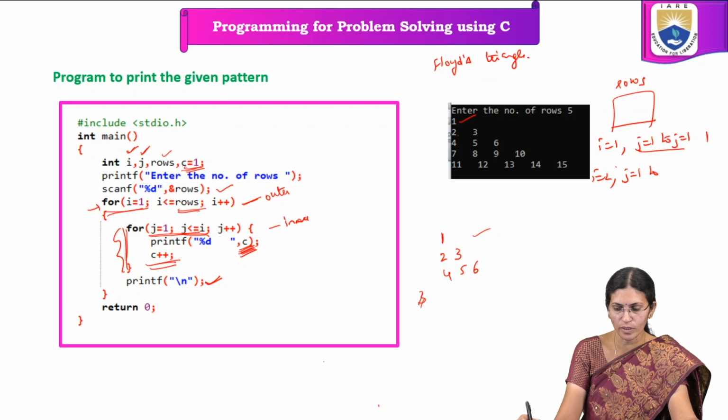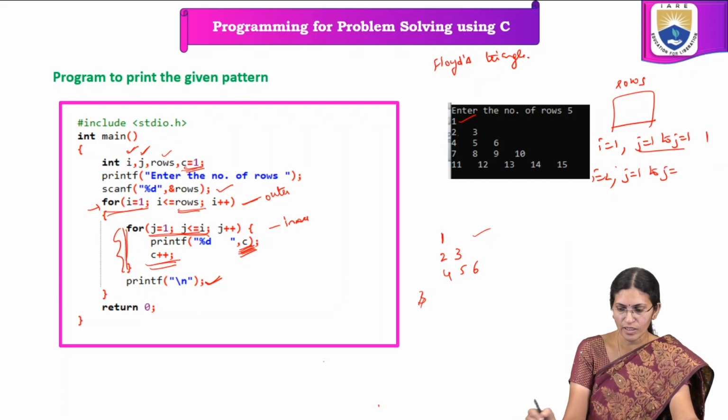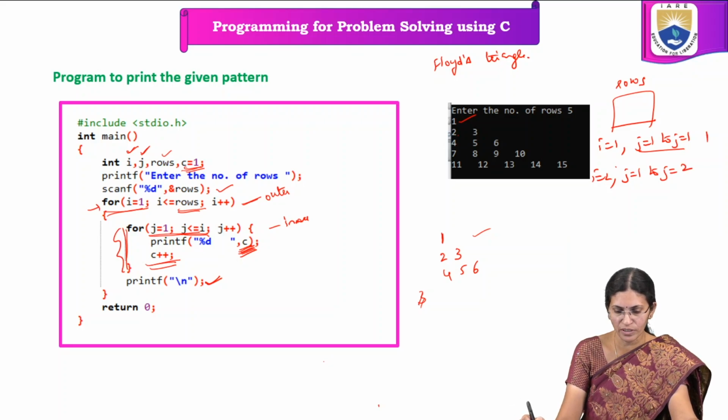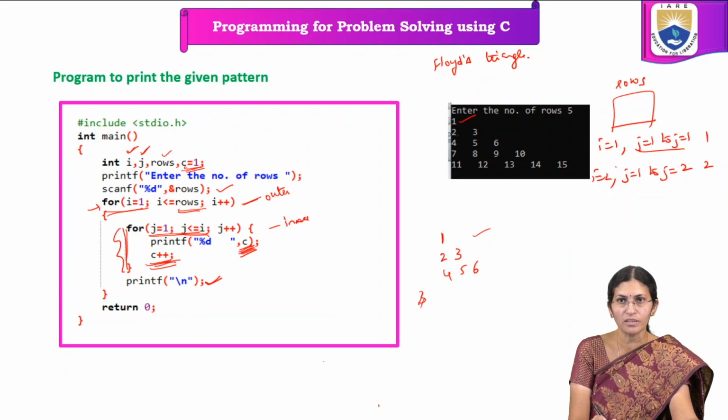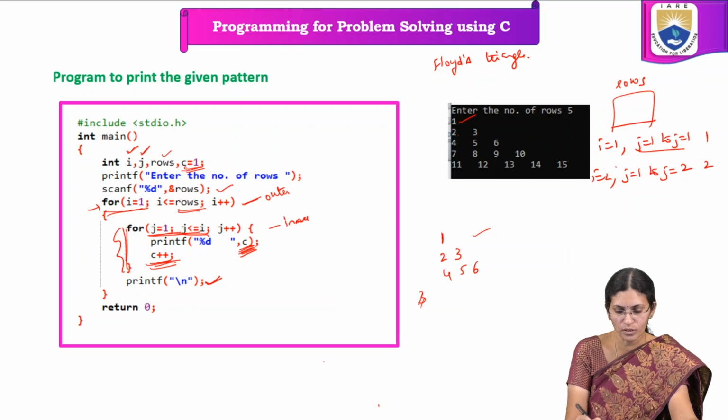Now the inner for loop will repeat from j is equal to 1 to j less than or equal to I. So this will repeat for j is equal to 1, c value will be printed. In the previous iteration c value is 2, so now 2 will be printed and again c value is incremented by 1 and then this loop will repeat for j is equal to 2. So it will print the next value of c, that is 3. In this way, the inner loop will iterate 2 times. So 2 and 3 will be printed.